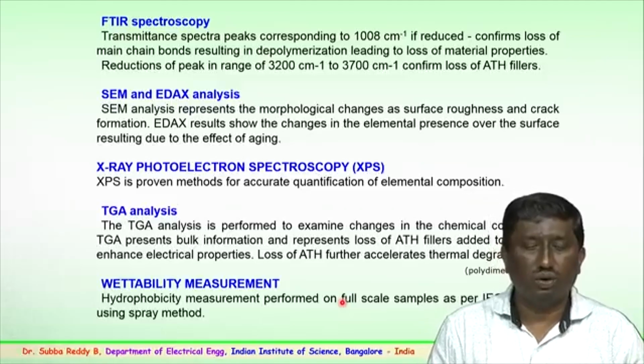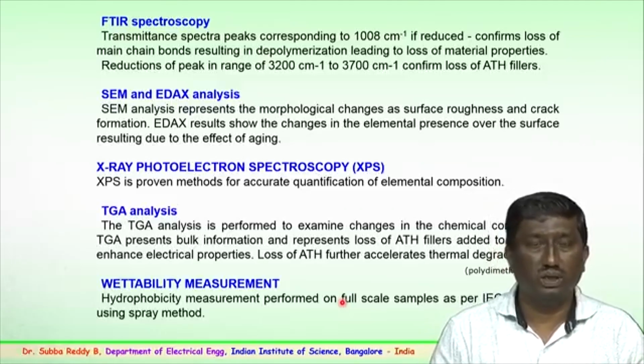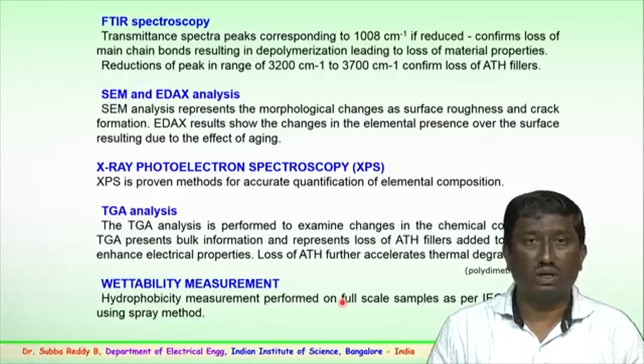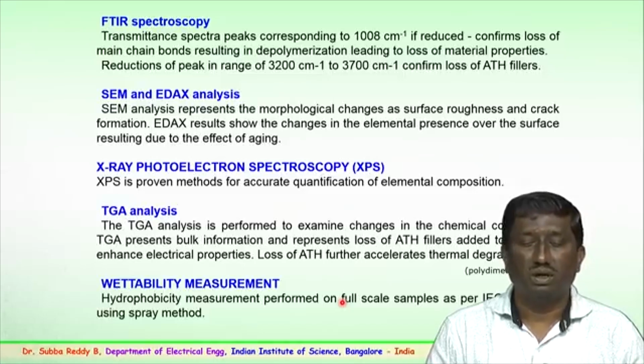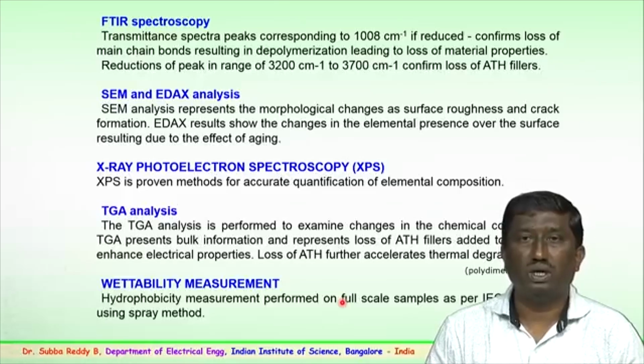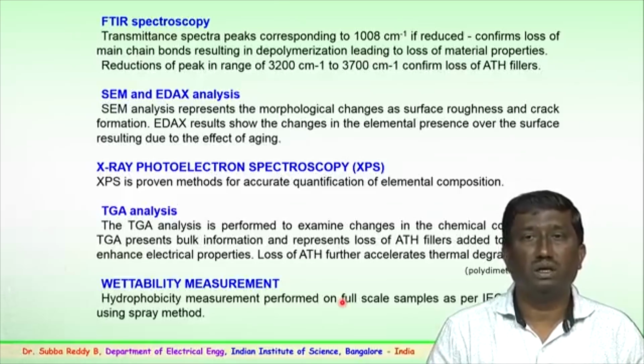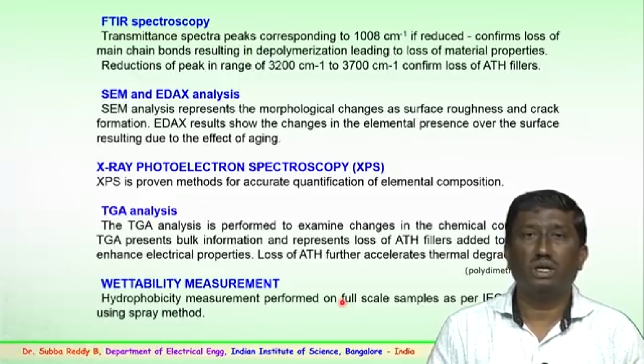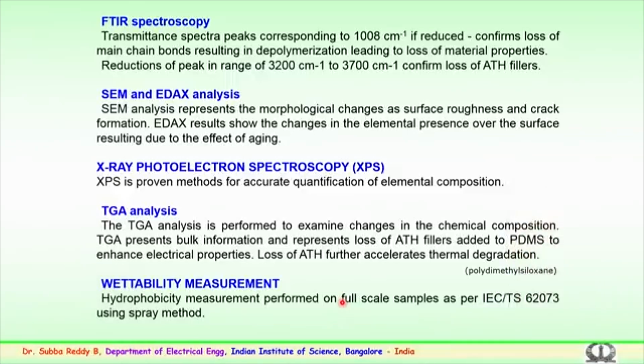So, why the importance of spectroscopy, that is Fourier transform infrared spectroscopy. Here, important are the transmittance spectra peaks which correspond to 1008. If the peaks reduce, this confirms the loss of main chain bonds, which could result in depolymerization, leading to changes in the surface conditions. The material becomes depolymerized.